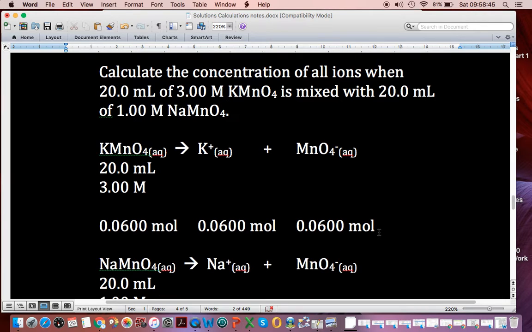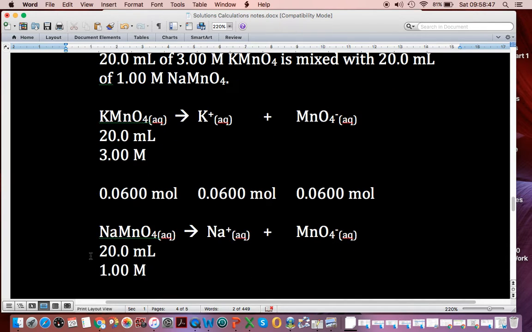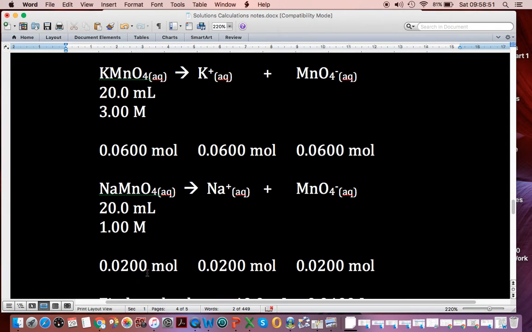Sodium permanganate, I do the same thing, 0.0200 liters times 1, and I get my 0.0200 moles of that. And it's all 1 to 1, so that's why these numbers are the same. Well, once you've done that, you've done a lot of hard work.